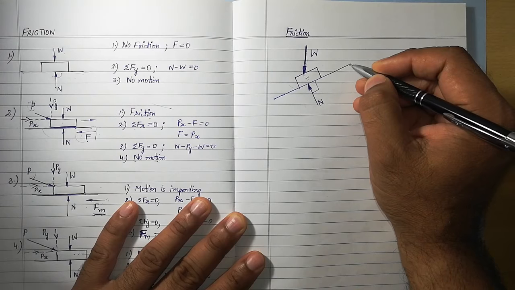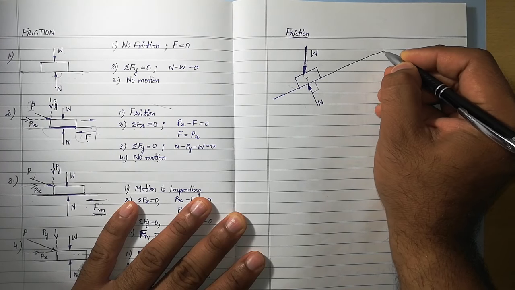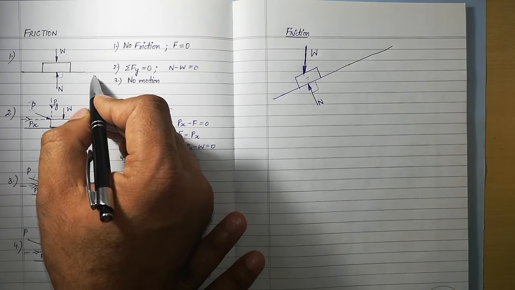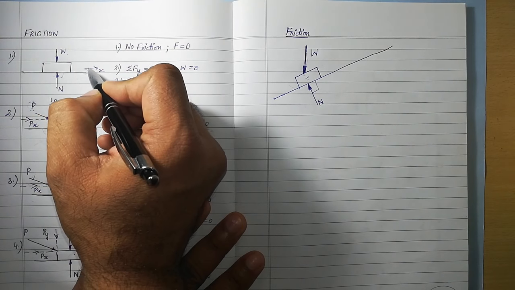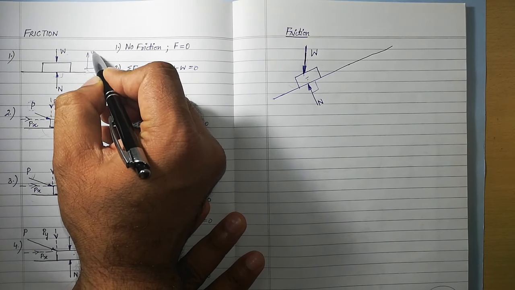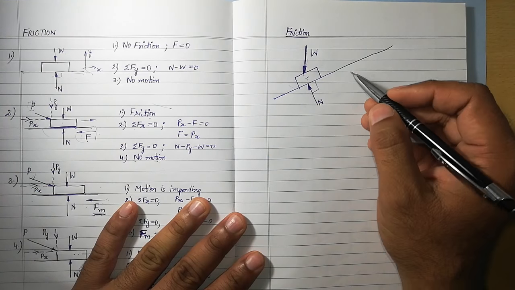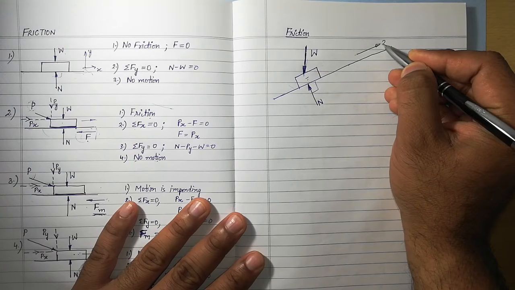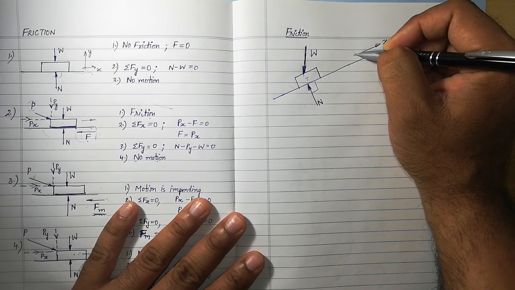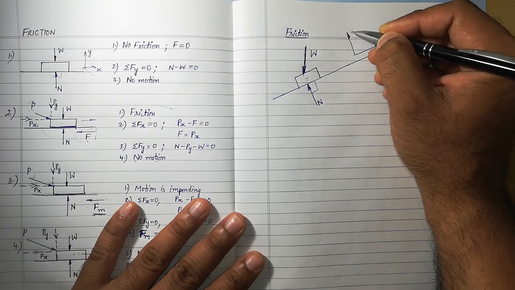Now in case of an inclined surface, what you have to do is choose the axes. In this case we have taken the x-axis along the surface, and the y-axis normal to the surface. When you are dealing with an inclined surface, the same concept you will use. Along the surface you will consider the x-axis, and normal to the inclined surface you will consider the y-axis.